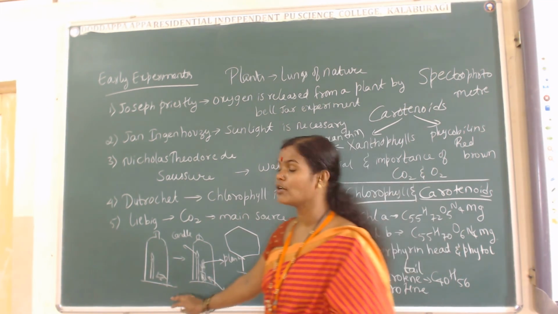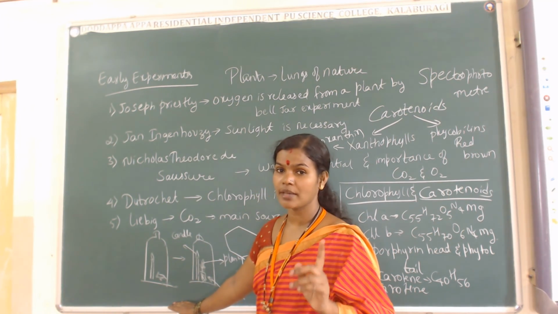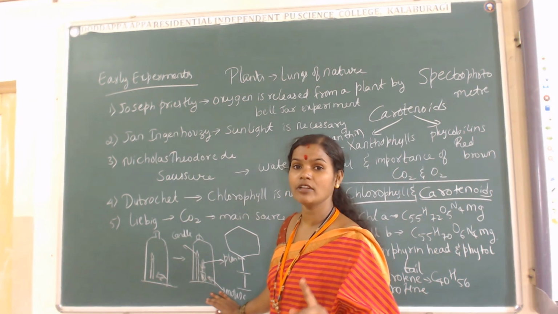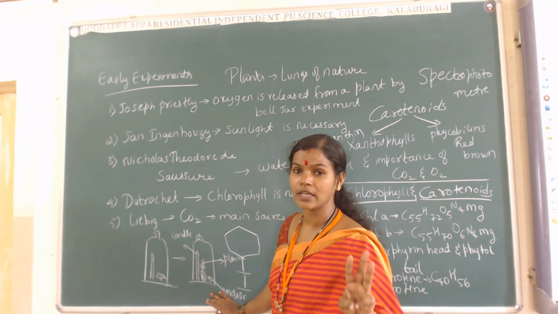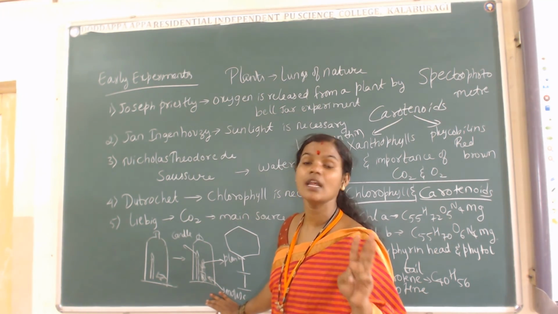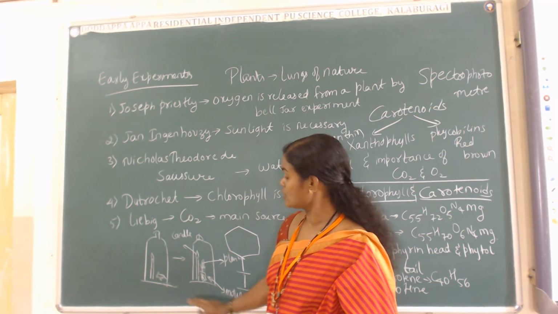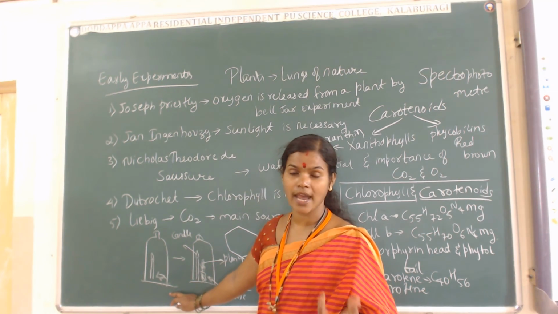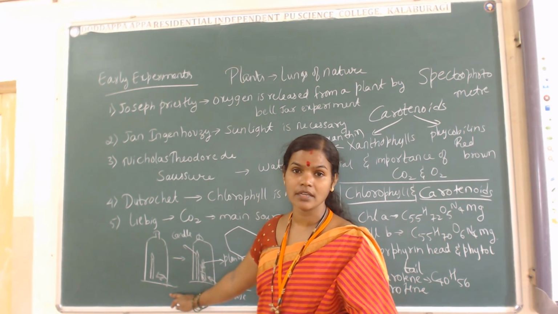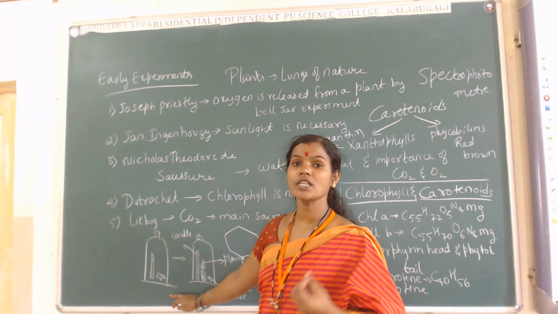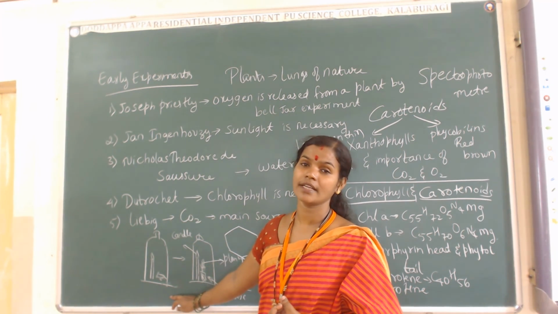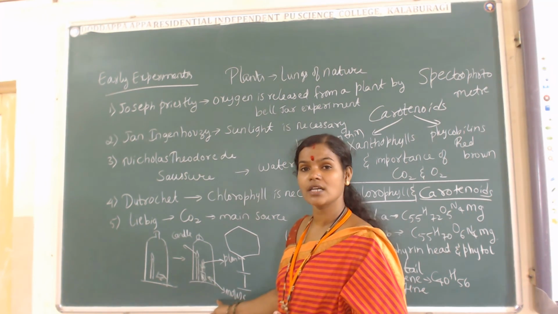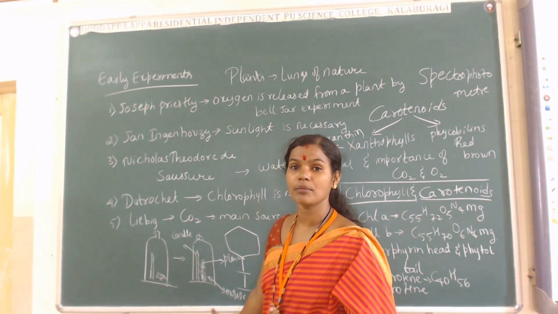That is, you have to take the bell jar. In one bell jar only the mouse and the candle will be there, and in the another bell jar the candle will be there, the mint potted plant body will be there, and also the mouse will be there. So in one bell jar the mouse is going to die because of the suffocation, because the candle is going to release the carbon dioxide. Since there is no source for the absorption of the carbon dioxide, there the mouse is going to have the death.